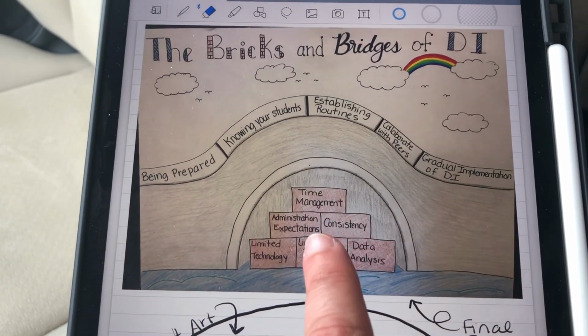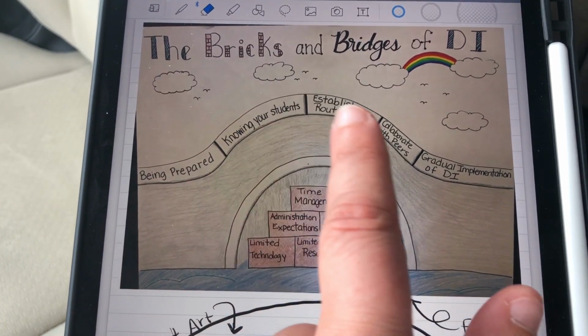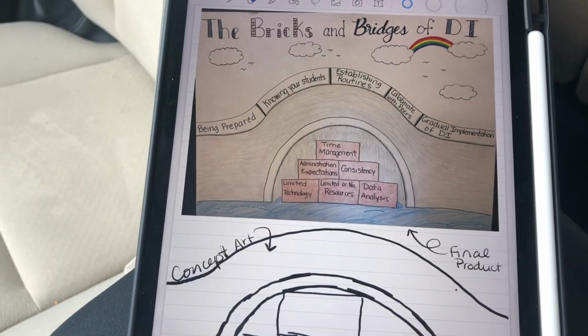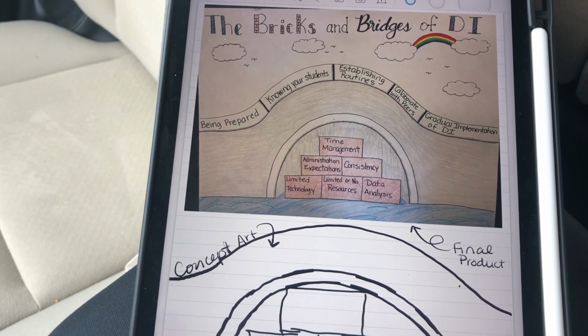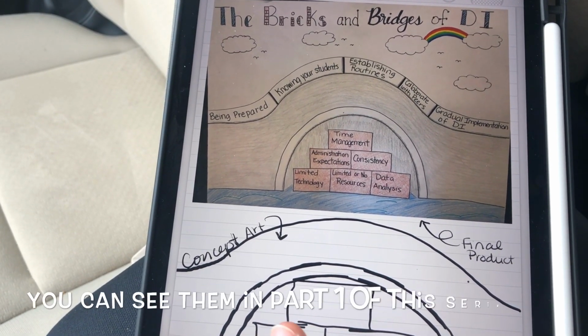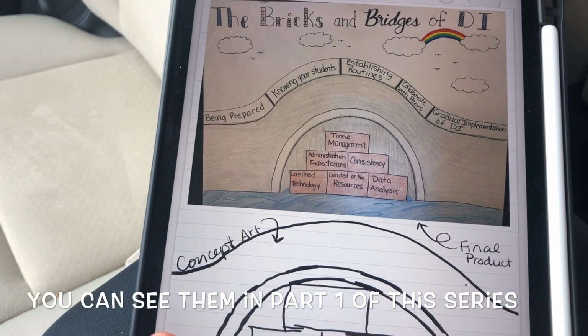So this is the bridge that goes over the bricks that are the struggles, and these can help us implement DI easily. And the other teams also did a great job with their creations, which I don't have in my Good Notes notebook right now, but maybe I'll include them at some point later in the video.